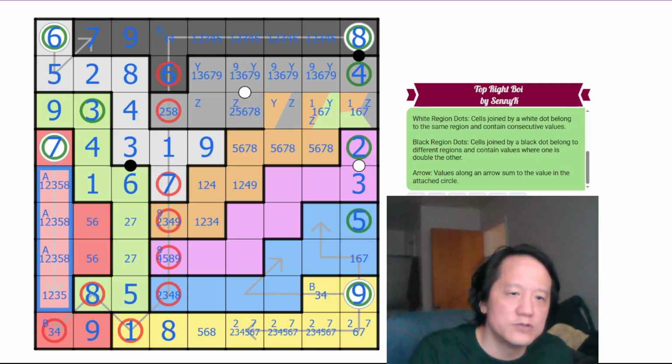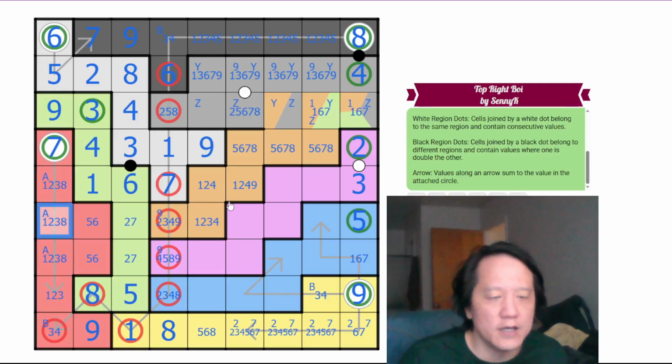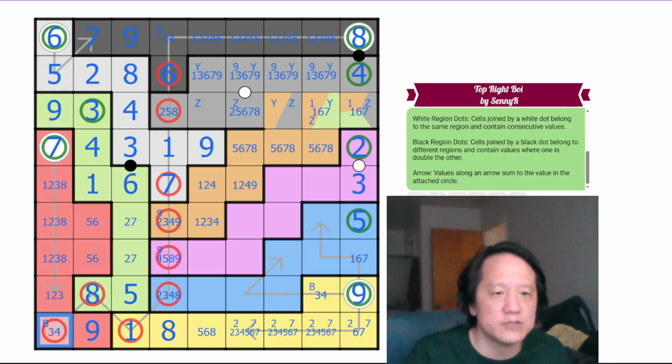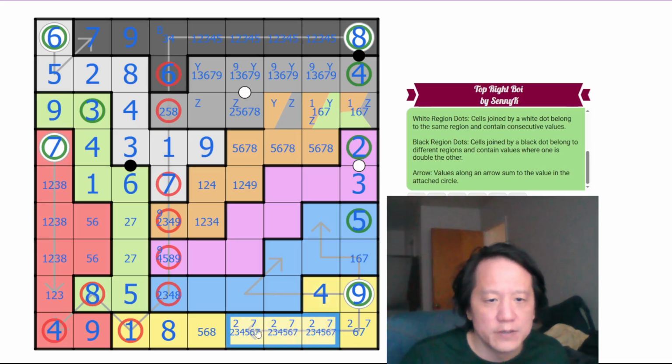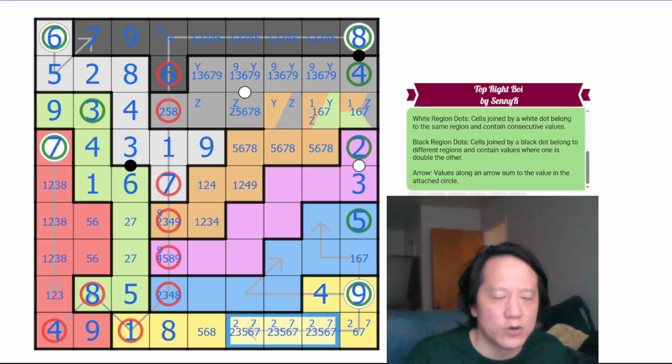So it's 1, 2, 3, and 8 here, adding up to 14, which is 7 doubled. That eliminates 1, 2, 3, 8 in the rest of the column. So this is not 3, it's 4. That means this is 4 also as a B. This cannot have a 4 anymore.